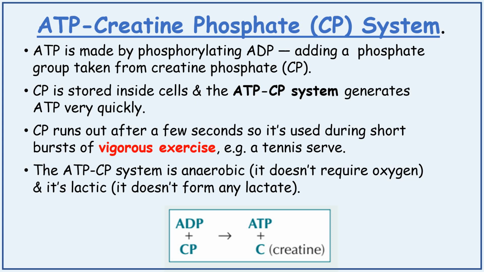ATP creatine phosphate system. ATP is made by phosphorylating ADP, adding a phosphate group taken from creatine phosphate. CP is stored inside cells and the ATP-CP system generates ATP very quickly. CP runs out after a few seconds, so it's used during short bursts of vigorous exercise, for example a tennis serve. The ATP-CP system is anaerobic, it doesn't require oxygen, and it's alactic, it doesn't form any lactate.